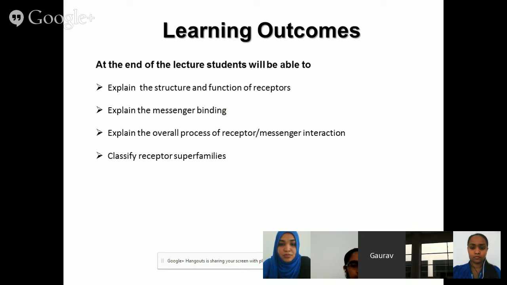So the basic learning outcome of this lecture is, first we'll discuss the structure and function of receptors, then messenger binding, then the overall process of receptor and messenger interaction, and lastly the superfamilies, the different classification of receptors.